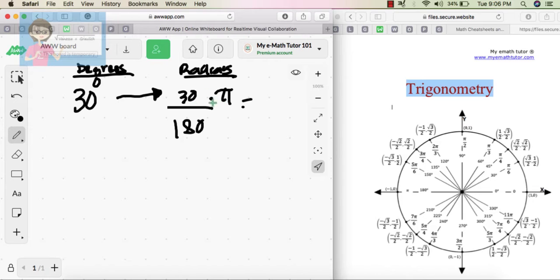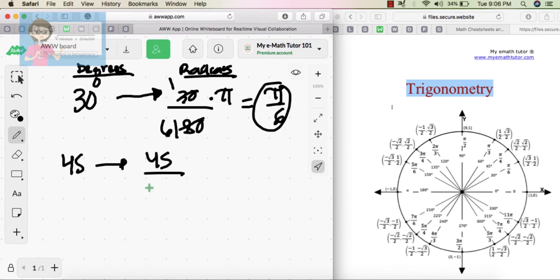So then from here, you can simplify 30 over 180 is going to be 1 over 6, right? 1 and then 6 here. So this is the same as pi over 6. Let's go ahead and do 45. Again, I do 45 over 180 times pi, and then I simplify, right?